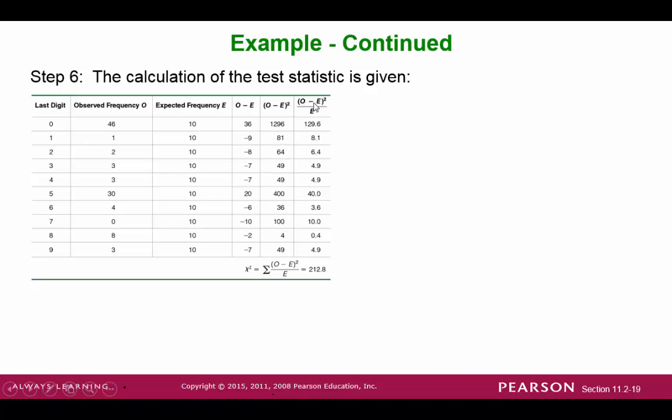Now that we have this (O minus E) squared divided by E column, we add them up, and that will give us the sum of our values. This is a really large number, 212. Remember, a large test statistic means our test statistic is all the way to the right, and for a right-tail test, there's a good chance that we're going to reject the null hypothesis.